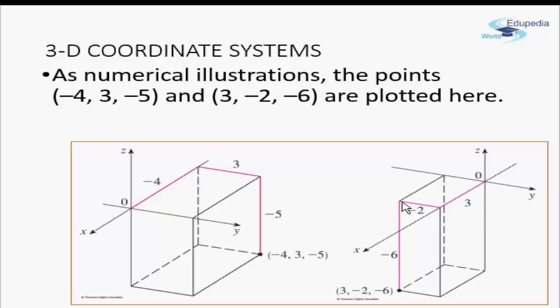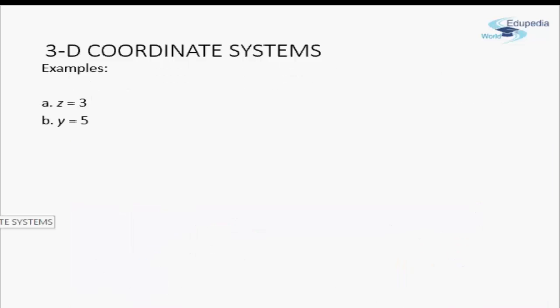And the next thing we have to plot over here is the -6. That is in the negative part of the z-axis. 6 points in the negative part of the z-axis. So we go down and we get to this point over here. Once we're done with that, we have drawn this over here. Now let's look at some examples.